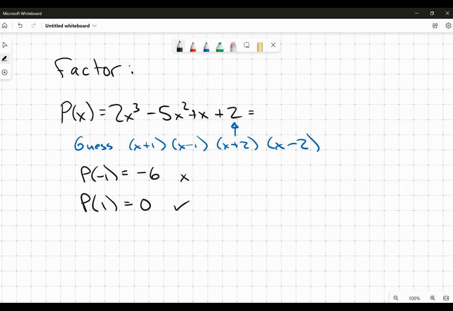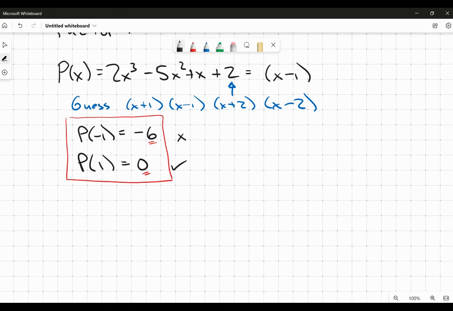That means that that's a factor, because remember, what I'm making use of right here when I do this is that remainder theorem. Okay, I'm taking a value that makes the binomial equal to 0, and when I plug it into the polynomial, whatever I get as a result, that is the remainder when I divide by that binomial. So when I divide by x plus 1, I'm going to get a remainder of -6. But when I divide by x minus 1, I get a remainder of 0, which means that's a factor. So up here, I can write that one of my factors here is going to be x minus 1.